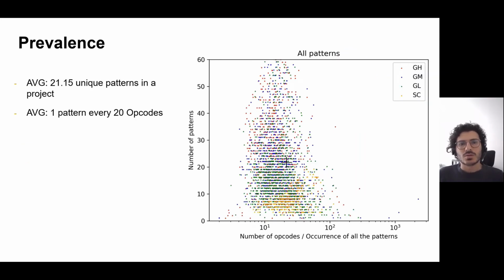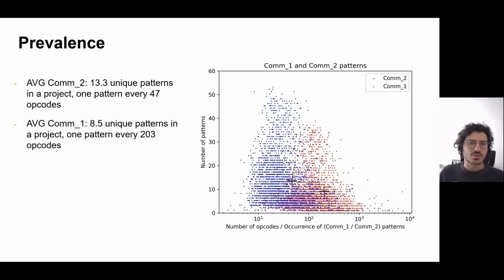Here, to check the prevalence, we can see in these figures that the colors depend on the set of the dataset. The X dimension represents the occurrence of the pattern, every how many opcodes. So for example, in this case, we will experience one pattern every 20 opcodes. The Y dimension represents the number of unique patterns per project. So here on average, we will have 21 unique patterns per project.